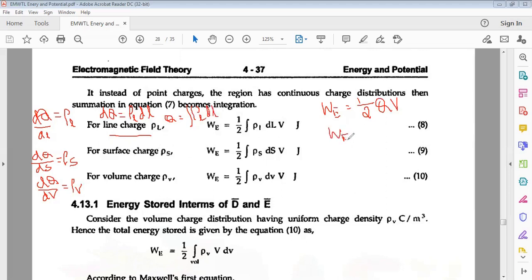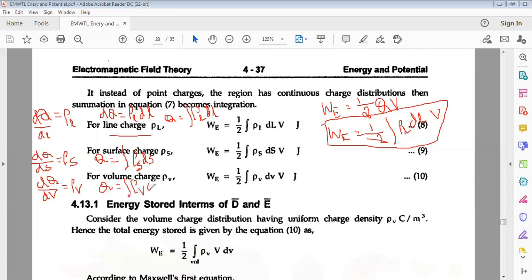Now substitute here: W_E = 1/2, replacing q with integral rho l dl, into V. So the energy stored is W = 1/2 integral rho l dl V. And for the surface, q = integral rho s ds, and for the volume, q = integral rho v dv. Simply apply the integral on both sides; the integral of the derivative is q. So W = 1/2 integral rho s ds V joules, and W = 1/2 integral rho v dv V, where V is the potential.